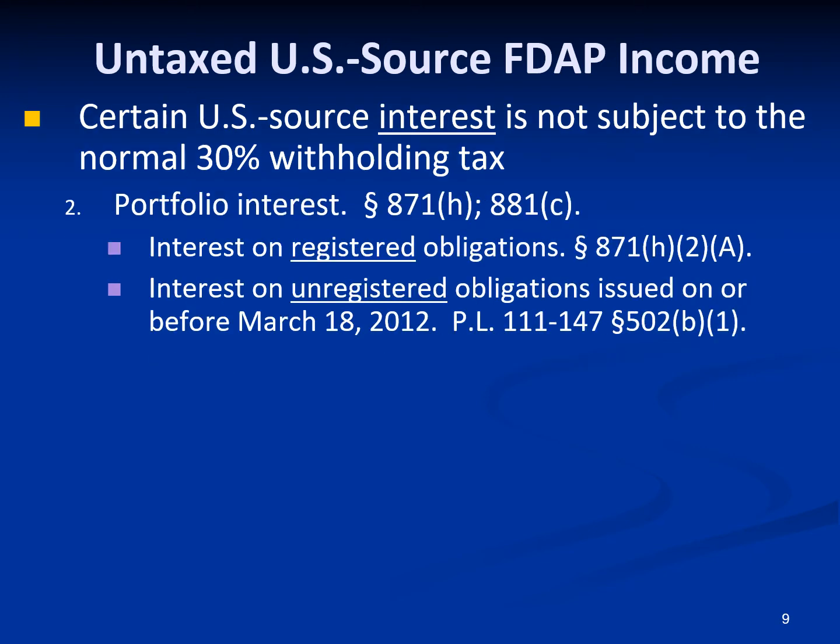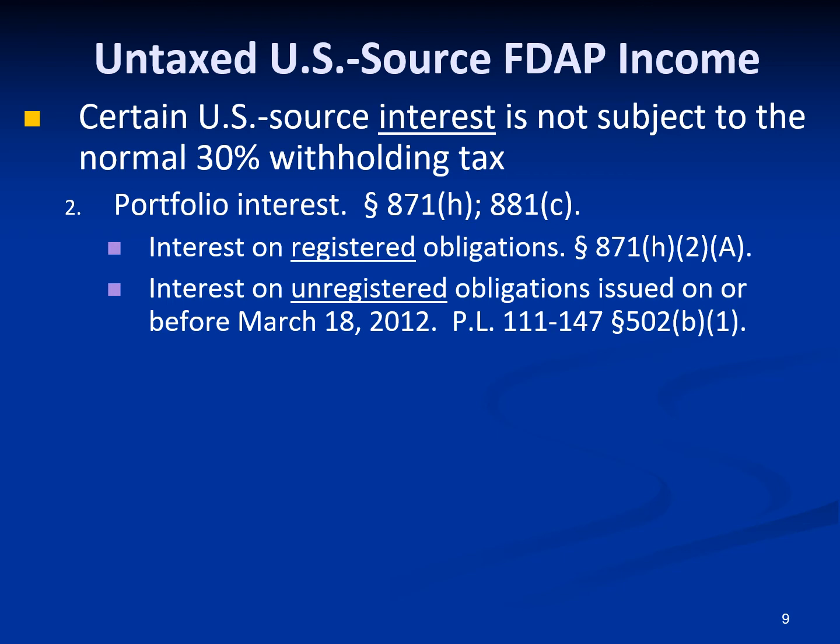A second type of interest that is exempt from the 30% tax is portfolio interest. This is defined in section 871(h)(2) and in section 881(c)(2). Generally, portfolio interest is interest on registered obligations. That is, debt obligations that are registered on the books of the borrower as issued to a specific person.